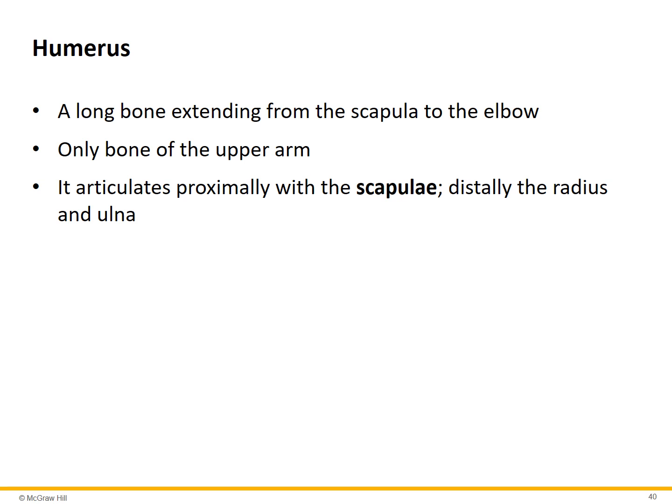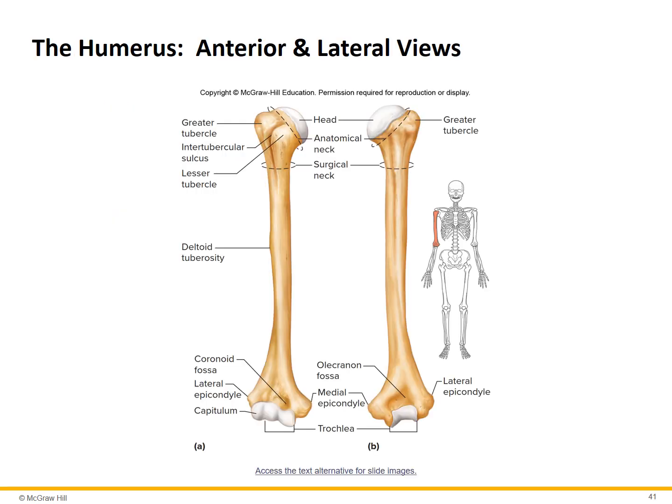The humerus is a long bone that extends from your scapula to your elbow, right? It's the only bone in the upper arm. The radius and ulna are located in your forearm. And it articulates proximally with the scapula and distally with the radius and ulna. Okay, again, we will be going over different bone parts of the humerus in lab.